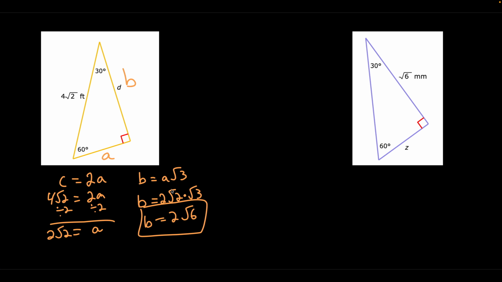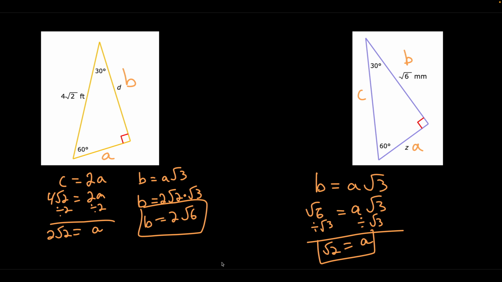Okay, for the first problem, here is the work. You should have gotten B, or D in this case, is 2 square root of 6. And for the second problem, here is the work. You should have gotten A is equal to the square root of 2.